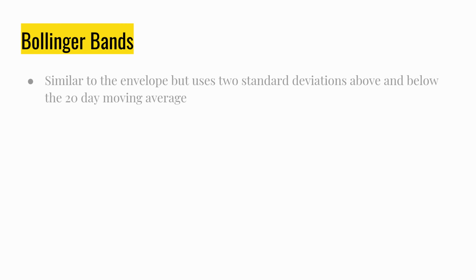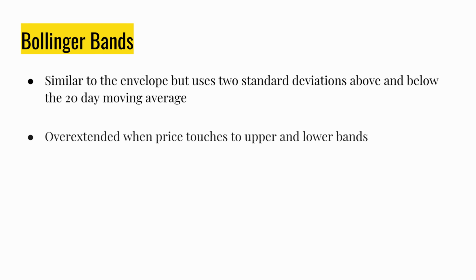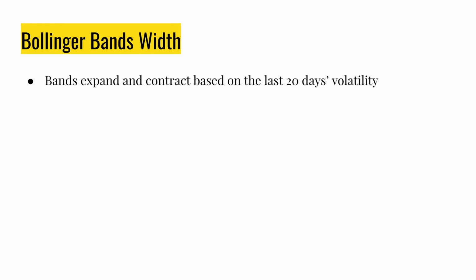We will now move on to Bollinger Bands, which is pretty similar to a moving average envelope. Bollinger Bands shade the area 2 standard deviations above and below the 20-day moving average. Similarly, price is overextended when price touches the upper and lower bands. Therefore, Bollinger Bands are mostly used to set up a price target. Let's now discuss how to read a Bollinger Band. Unlike a moving average envelope, Bollinger Bands expand and contract based on the 20 days volatility.